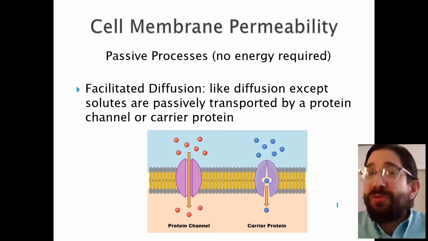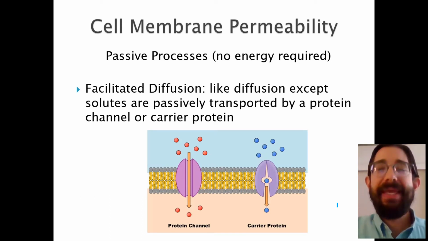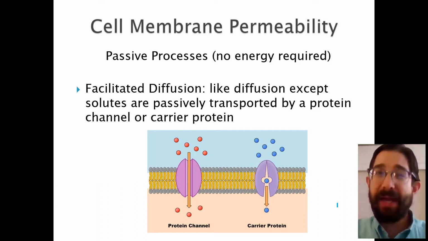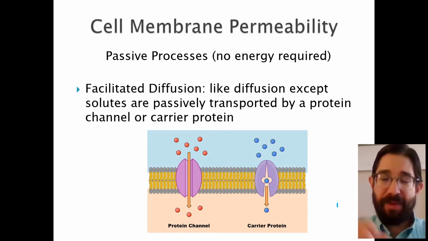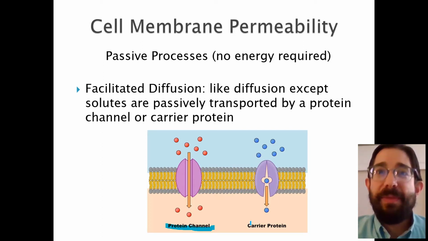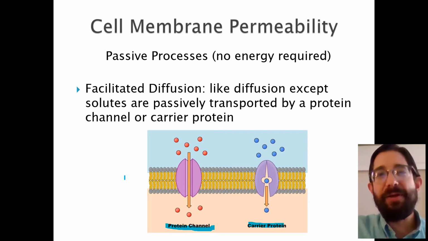Sometimes stuff can't just cross the cell membrane. It needs a helper. Facilitated diffusion is like diffusion because things are going from high concentration to low concentration, right? The pizza box still opens and all these molecules want to move, but sometimes they need a helper. Maybe a channel, maybe a carrier. These are just different types of proteins that are going to help move things across the cell membrane.